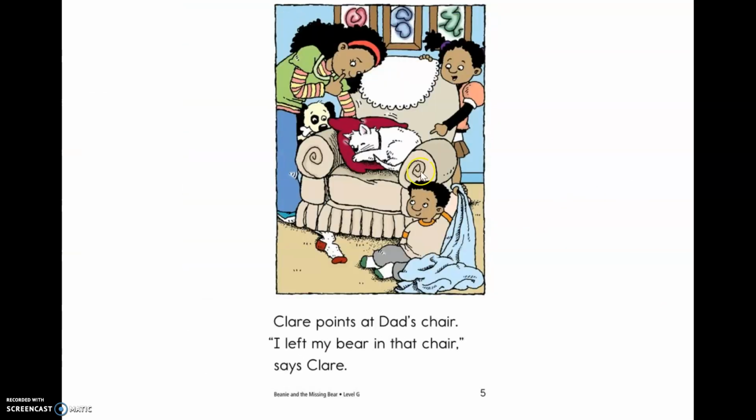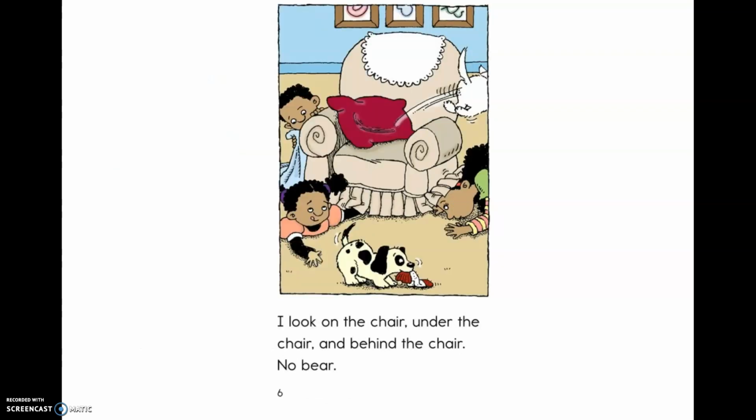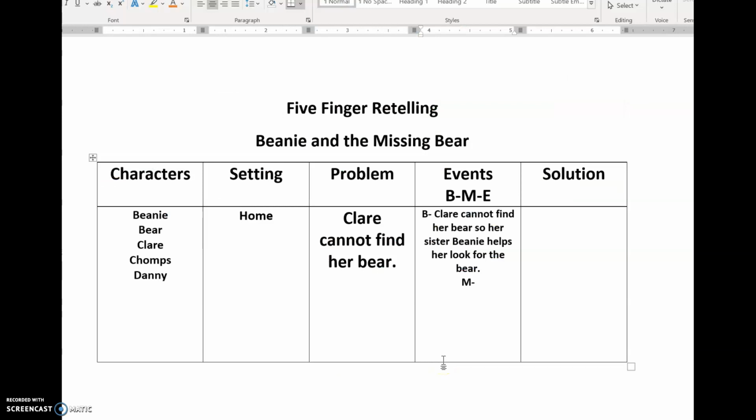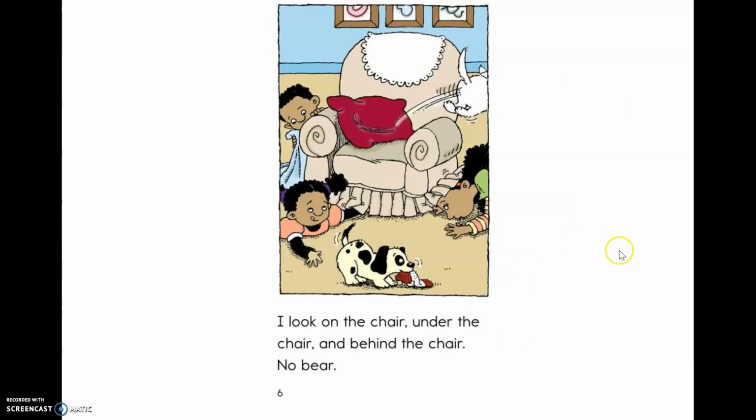of the story. So Claire and Beanie look for the bear on the chair, under the chair, and behind the chair. So that's the first thing they do, right? They look for the bear on, under, and behind the chair. Okay, but our middle is going to be longer because a lot of things happen in the middle. It's not just one thing, right?